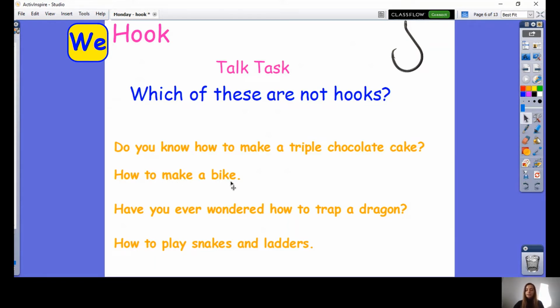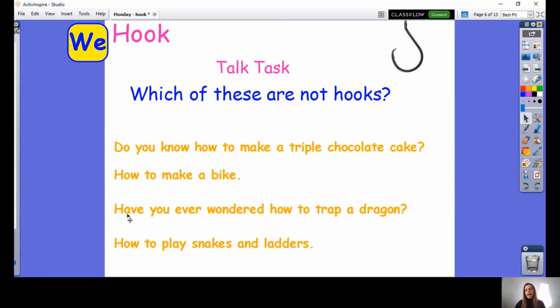How to make a bike? Is that a hook? Well done. It isn't a hook. How to make a bike. That's just a statement. It's not asking you, do you want to know how to make a bike? It's just saying how to make a bike.